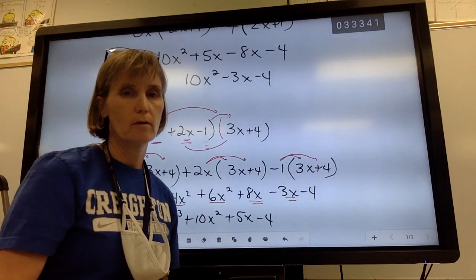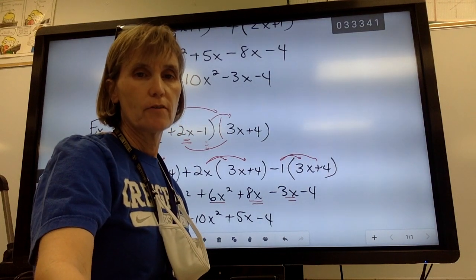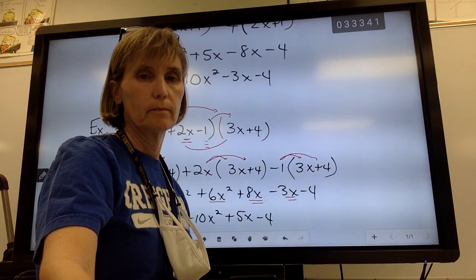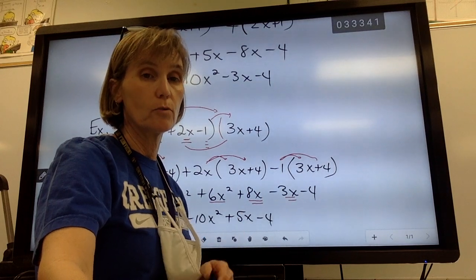And that's how multiplying will work. There's a 7-2 worksheet for you to work on. You only have to do the front side of that worksheet, 1 through 16.